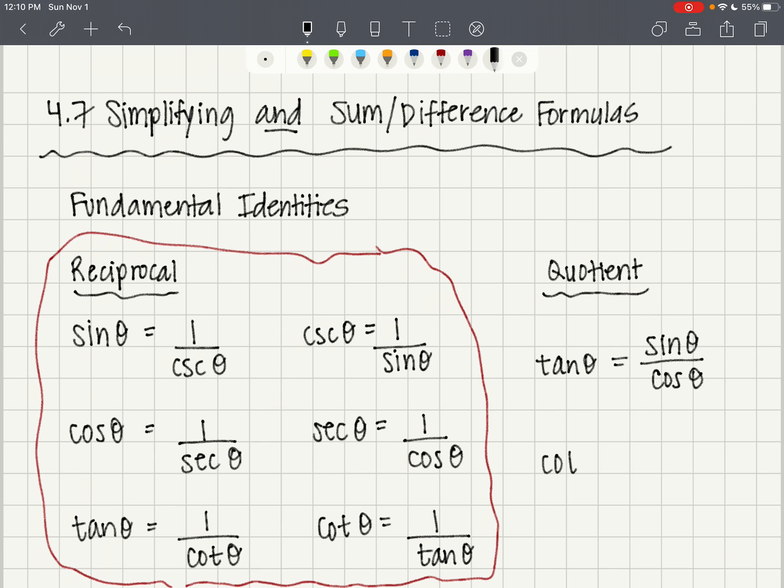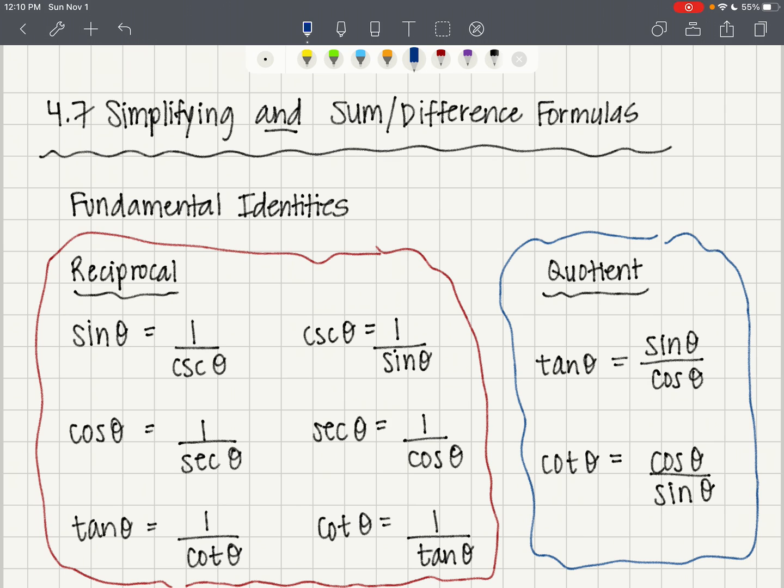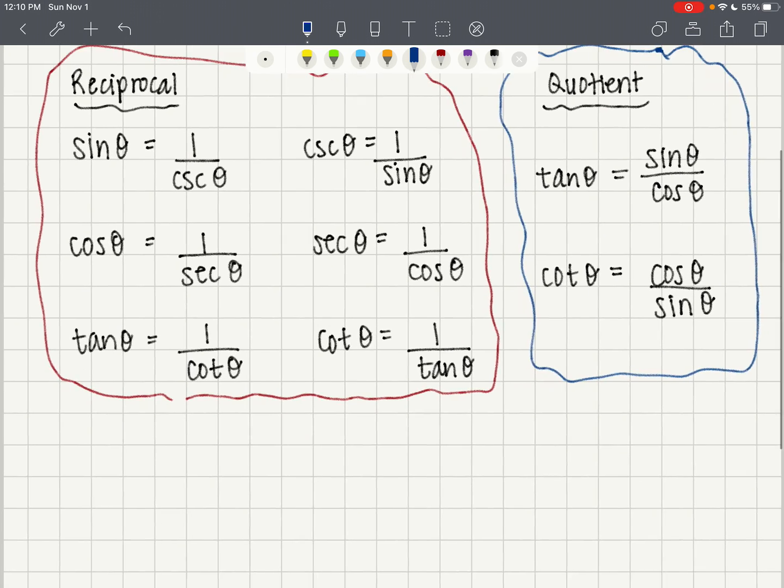And then the same thing with the cotangent of theta. The cotangent of theta is equal to cosine of theta divided by sine of theta, or you could say cosine of theta over sine of theta. So far you've got 8 more flashcards that you've added to your stack of flashcards. We're going to be adding some more.